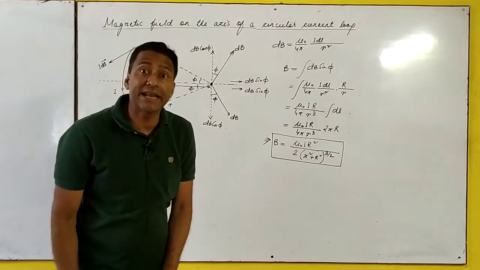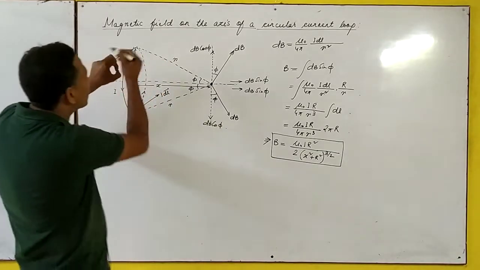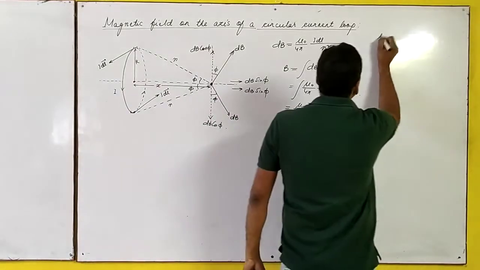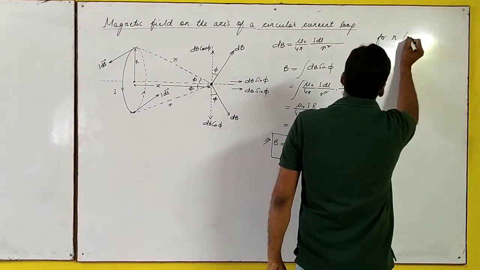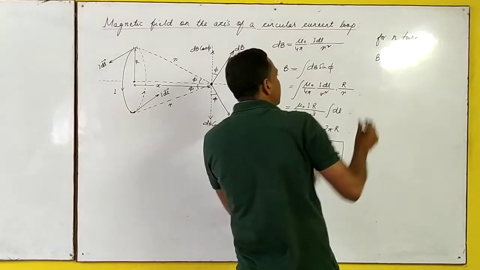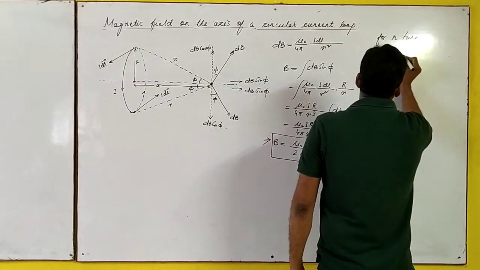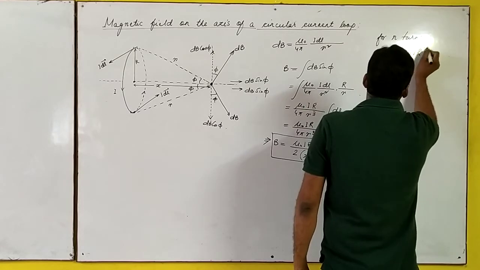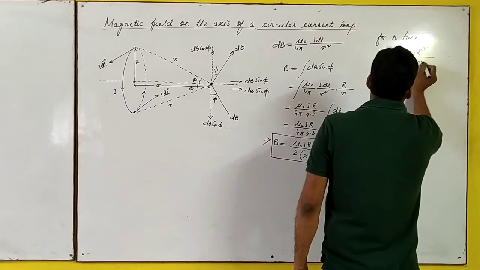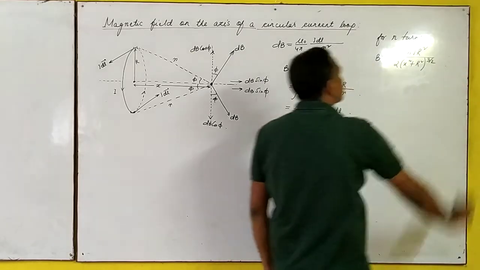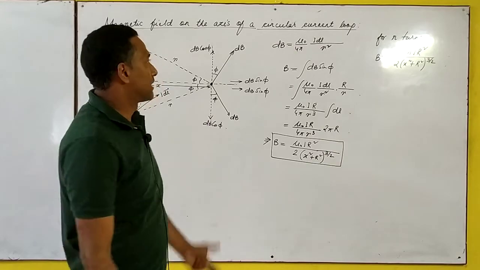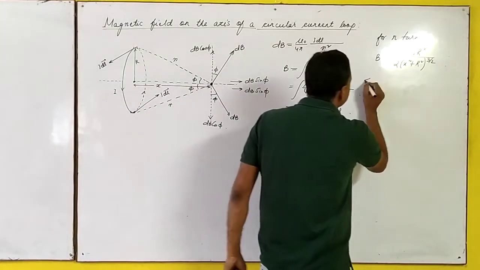Now, if there are n turns in the loop, it is not necessary that there will be only one turn. There may be many turns. So you can write for n turns. For n turns, the magnetic field will become just multiplied by n. So it will become mu naught n I R square divided by twice x square plus R square to the power 3 by 2. That is the magnetic field if there are n turns in the loop. Now there are some special cases.